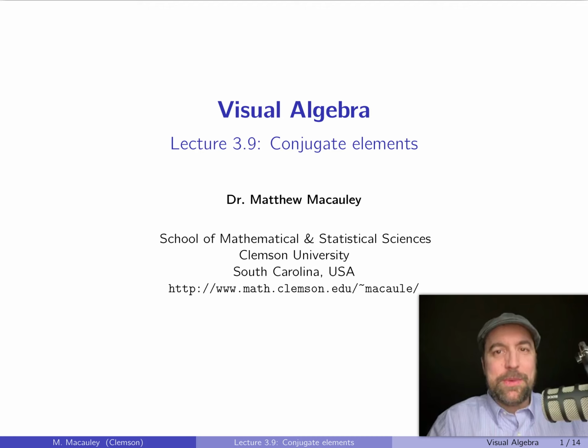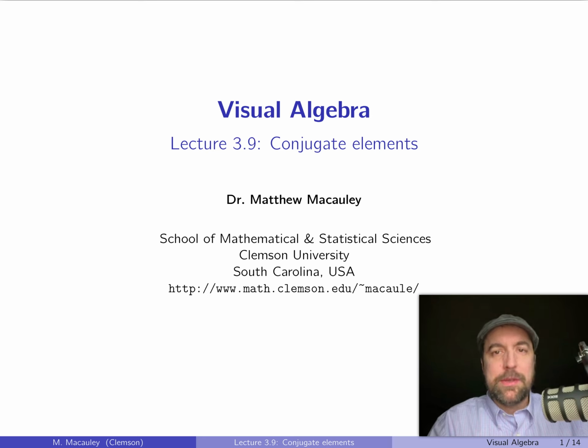Welcome to Visual Algebra Lecture 3.9, Conjugate Elements. We've seen how conjugation defines an equivalence relation on the set of subgroups of a group. It also defines an equivalence relation on the set of elements. A central theme in mathematics is that things that are conjugate have the same structure.